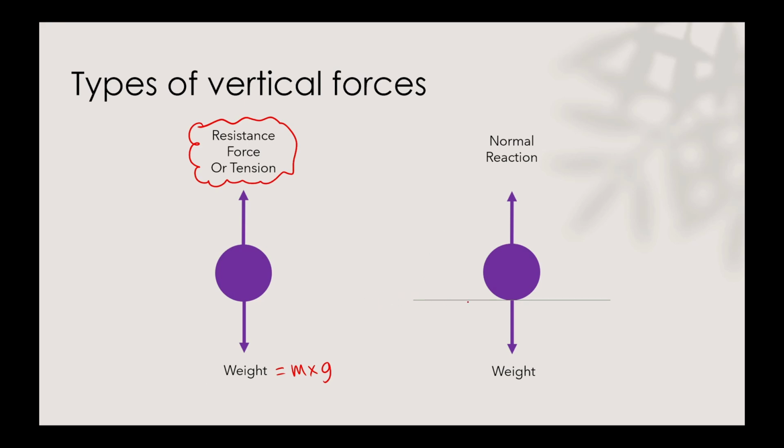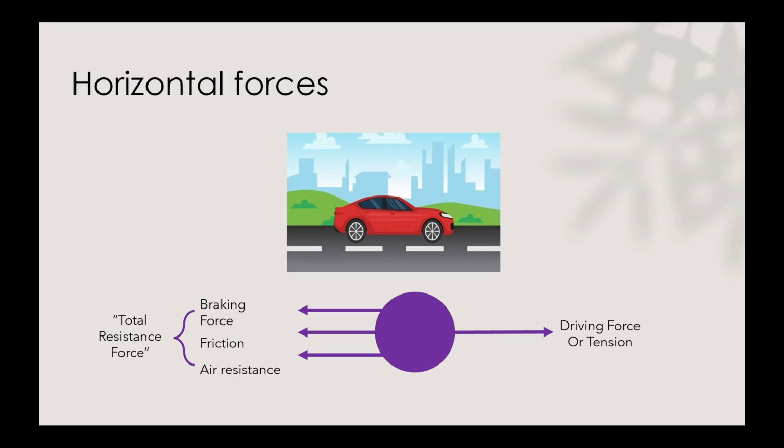Now, when you have got something on a flat surface, then you have got the normal reaction, which is the force that is preventing the object from going through, and you've also got the weight of the object lying on the surface. Now, if we have a look at horizontal forces, and in particular as an example we take a car that is travelling forward, then the forward force is going to be the driving force or the tension going in the same direction as the car, and the forces acting against the car are going to be our braking force, friction and air resistance, which can all be grouped as our total resistance force.